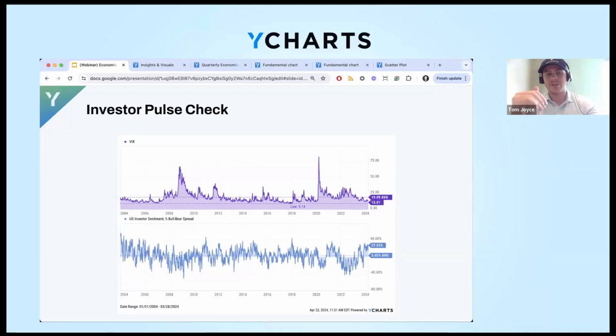Looking at the bottom, US investor sentiment on a bull-bear spread basis. So this is telling us we've got historically over the last 20 years a little bit more bullish than we are bearish. We are through the roof right now in terms of the bull-bear spread. We are extremely bullish in this sentiment survey.